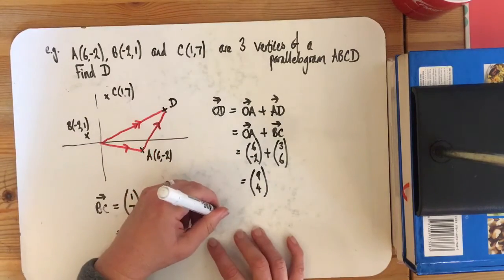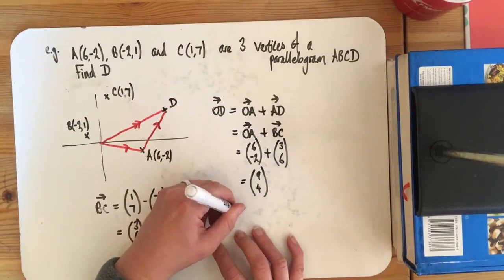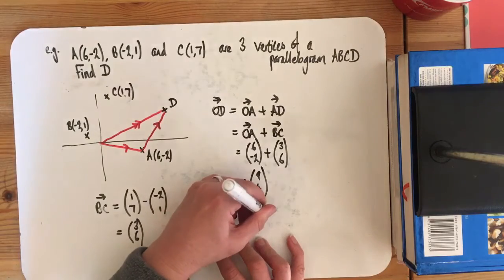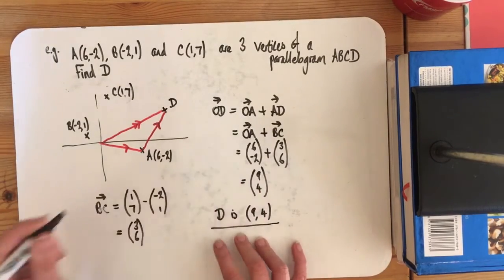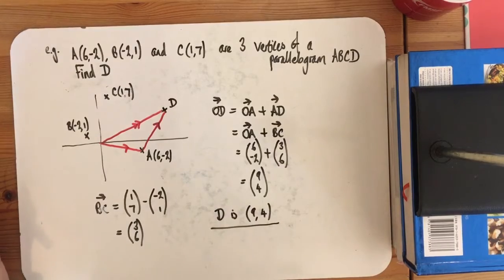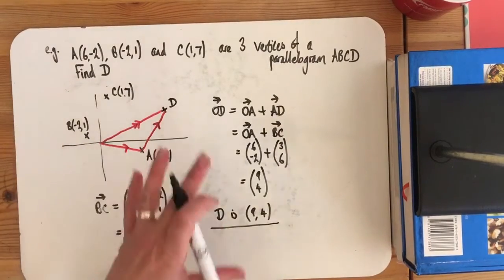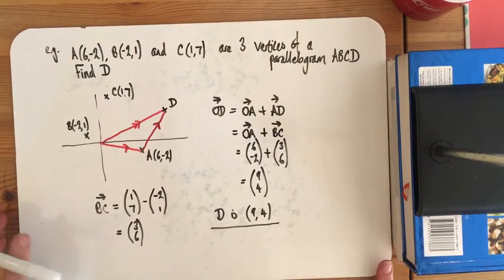So the coordinates of D are (9, 4). So always remember to change your position vector into coordinates. So that's approaching that as a vectors question.